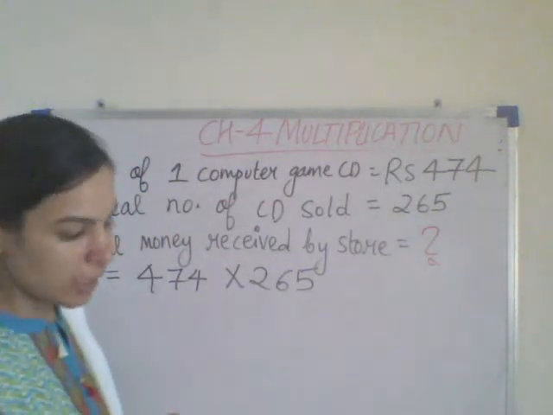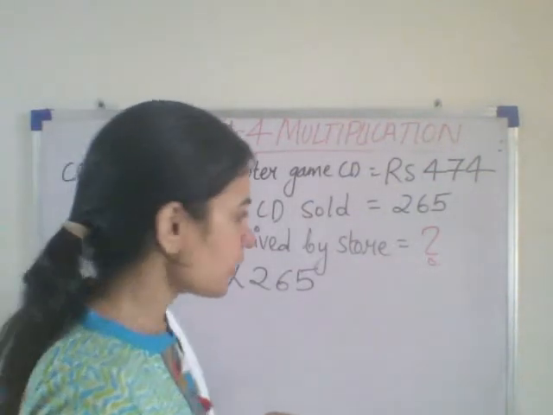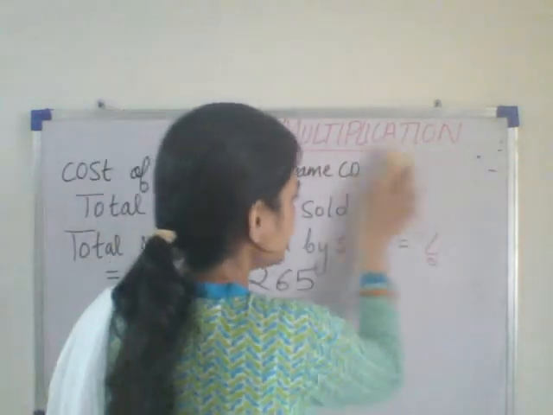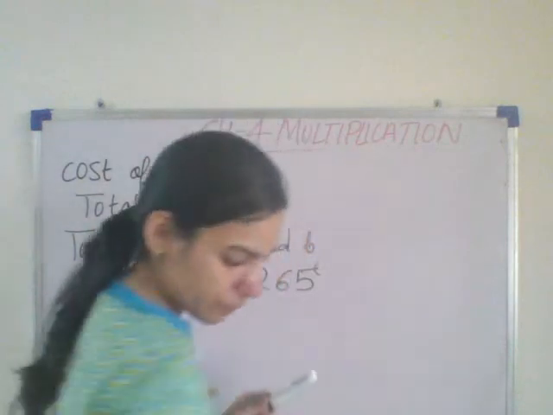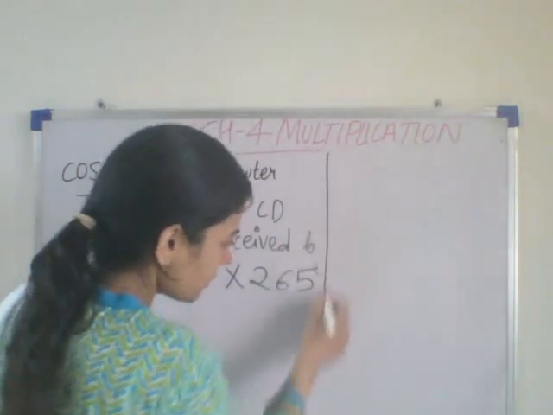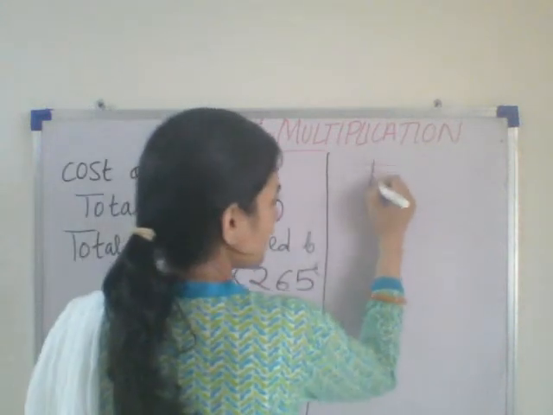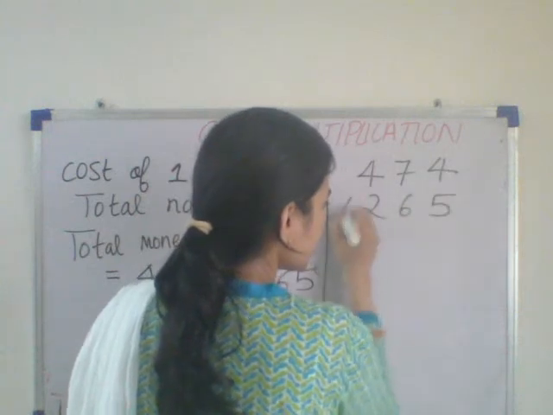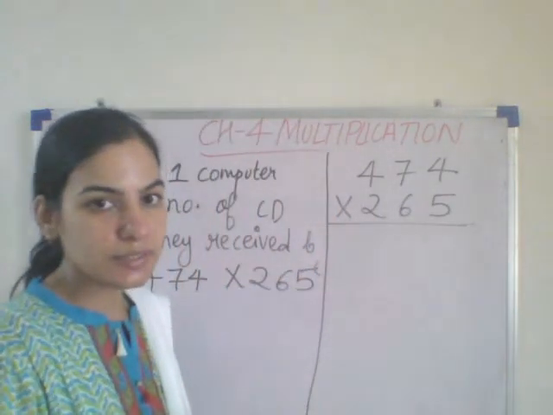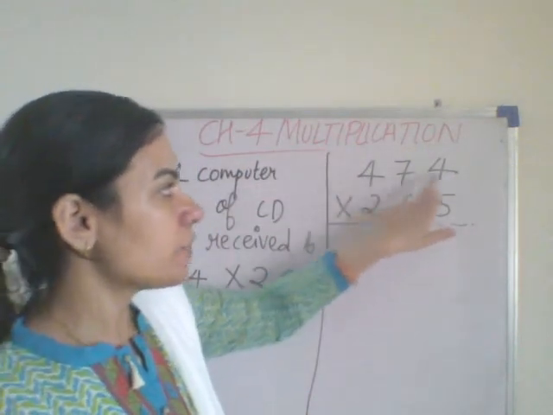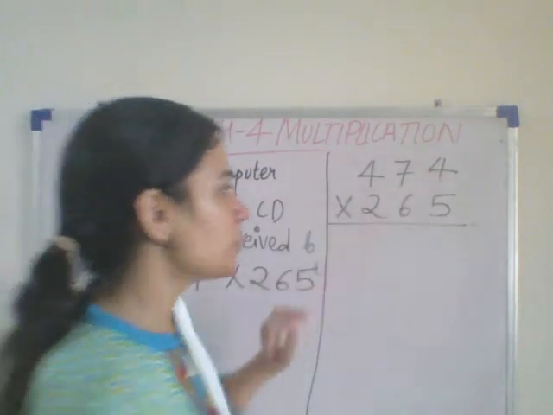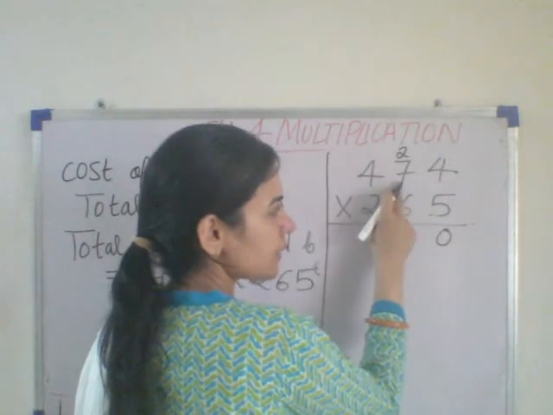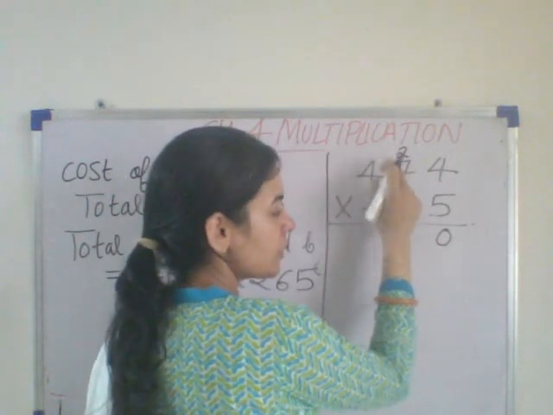So the multiplication part we can do in the rough. Whenever you are doing a word problem, just draw a line at the side. I am erasing this now. You will be drawing a line and then you will be writing here 474. You have to multiply it with 265. So how will you be multiplying it? First, you have to multiply 474 with 5. So 5 4s are 20. 0 I will be writing here, 2 moves to carry. 5 7s are 35. 35 plus 2 is 37.